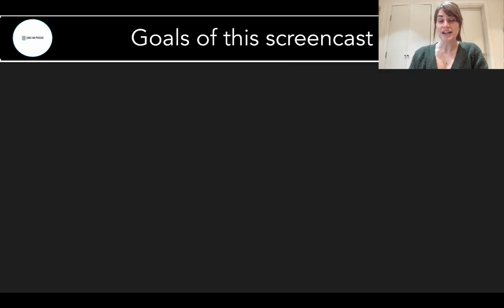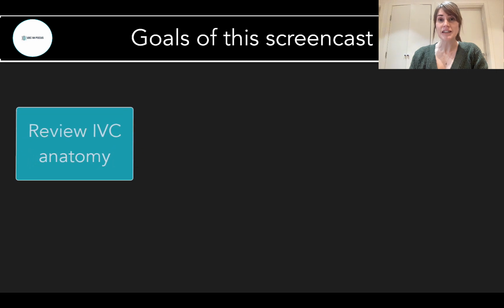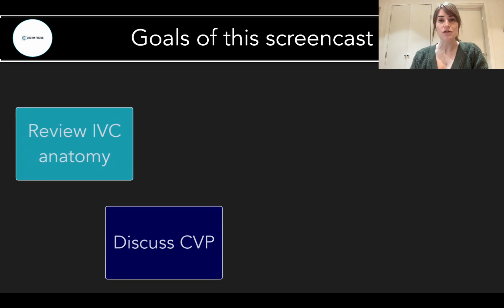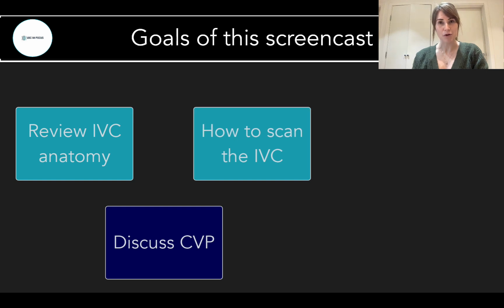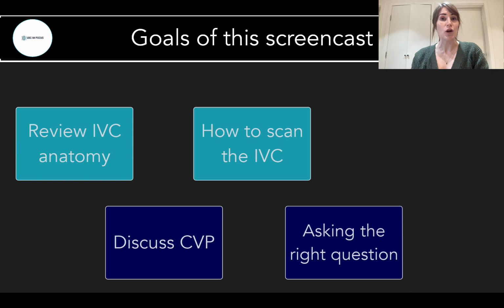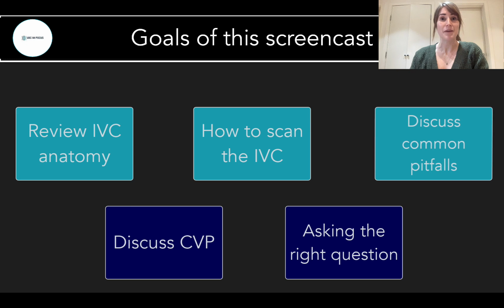So our goals for today's screencast: first off, we're going to briefly touch on some IVC anatomy. Then we'll talk about CVP, or central venous pressure, because you can't talk about the IVC without understanding CVP. We'll talk about how to practically scan the IVC and a couple different approaches for this. And next, we'll talk about asking the IVC the right questions so that we can actually get useful clinical information from it. Finally, we'll touch on some common caveats and pitfalls when it comes to IVC ultrasound.